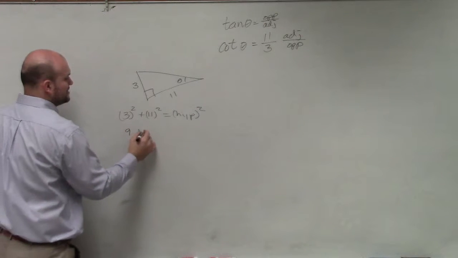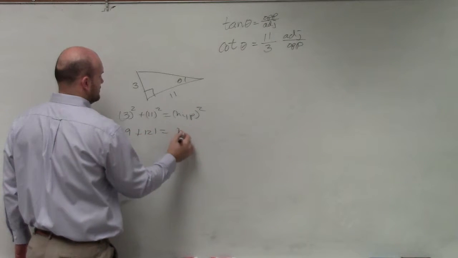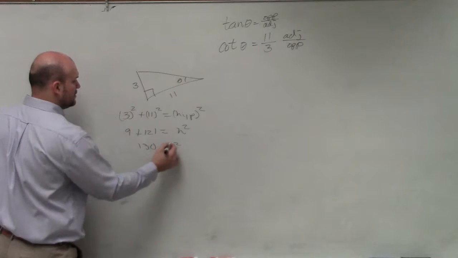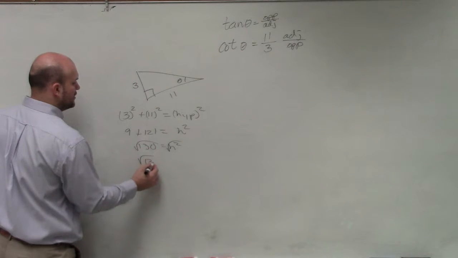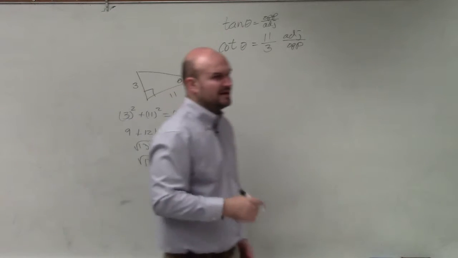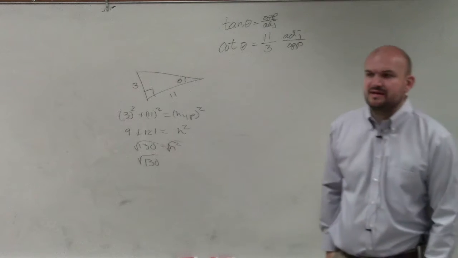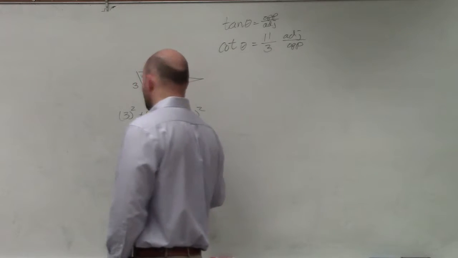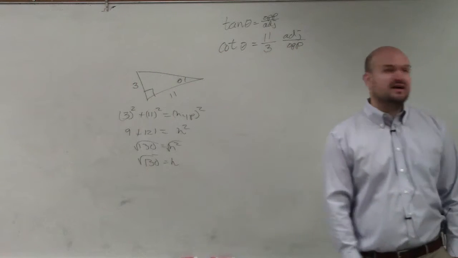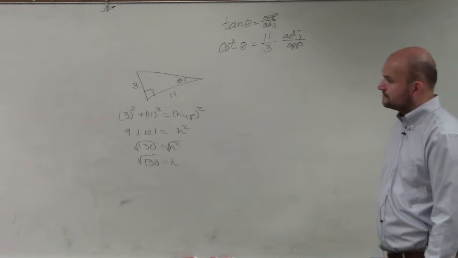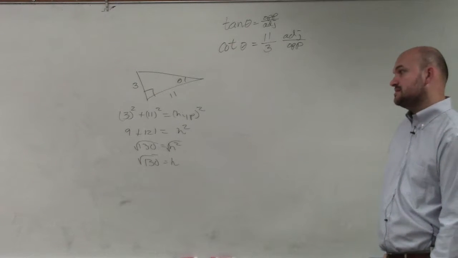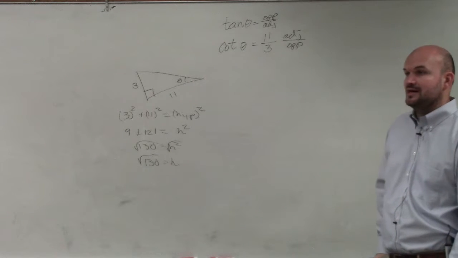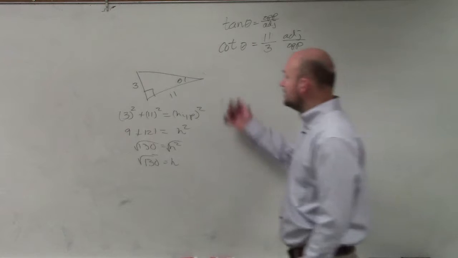So I have 9 plus 121 equals hypotenuse squared. So that becomes 130 equals h squared. Square root, square root. I have the square root of 130. I want to make sure that if I can simplify that, see if that can be reduced by any square numbers. And let's see here. 4 doesn't divide into that. 9 doesn't divide into that. 16, I don't think 16 is going to divide into that. 25, no. So that's going to be it.